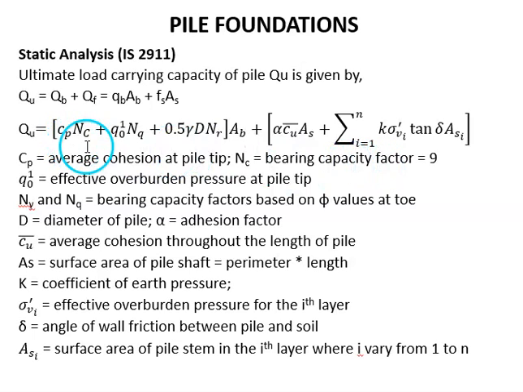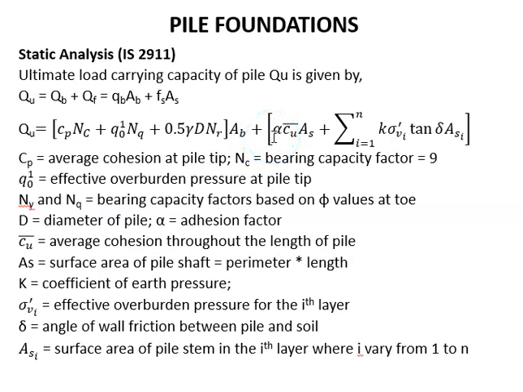Here c_p is the average cohesion of the soil at the pile tip. The N_c value we should always take as 9. q0' is the initial effective overburden pressure at the pile tip. N_q and N_gamma are the bearing capacity factors corresponding to the given phi value. Gamma is the unit weight of soil at the pile tip. D is the diameter or width of the pile. And A_b is the bearing area of the pile at the pile tip.